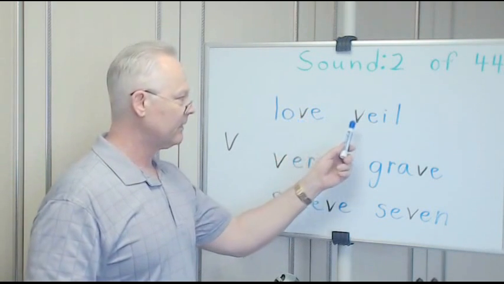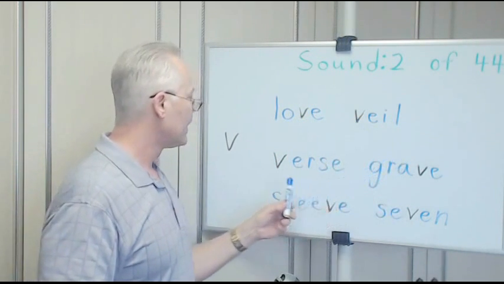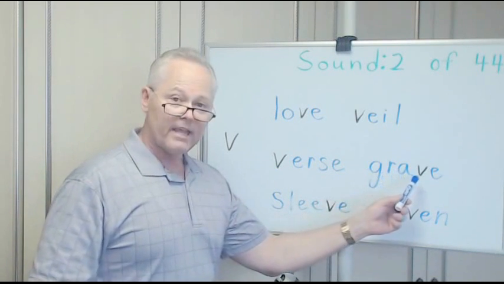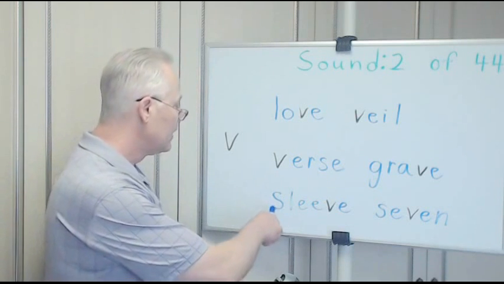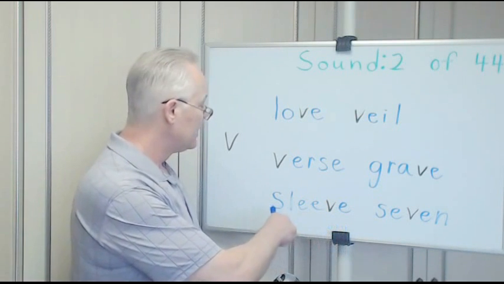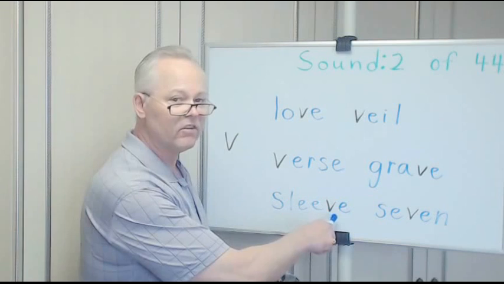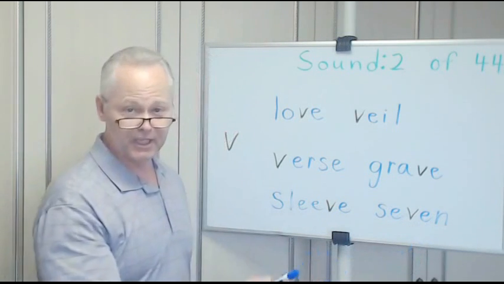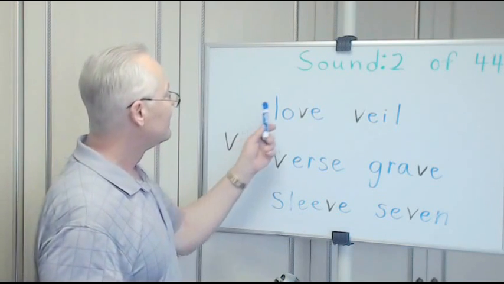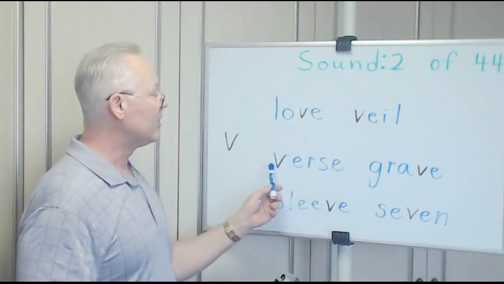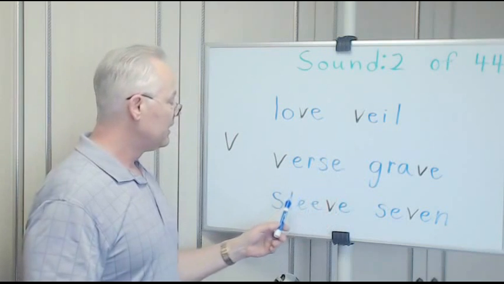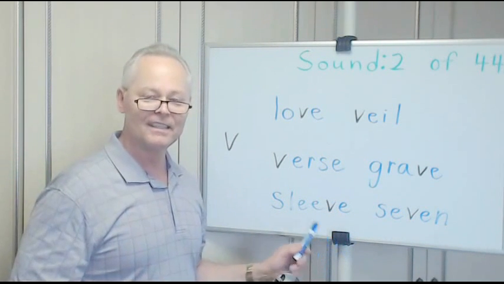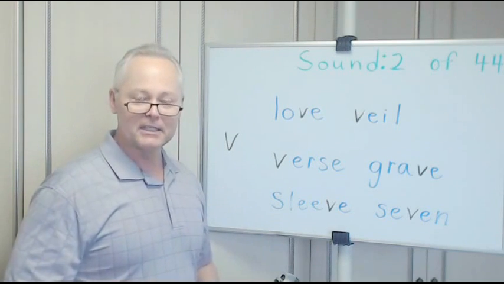Love, veil, verse, grave, sleeve, seven, the number 7. Love, veil, verse, grave, sleeve, 7. The sound V. And that's the end of this lesson.